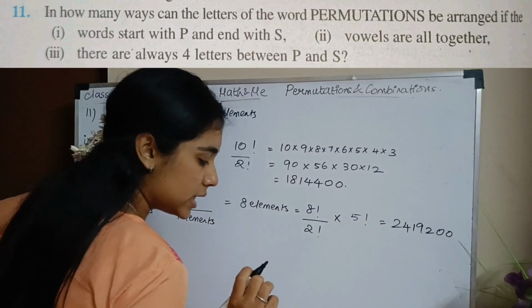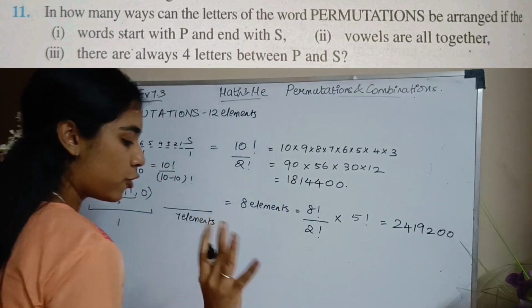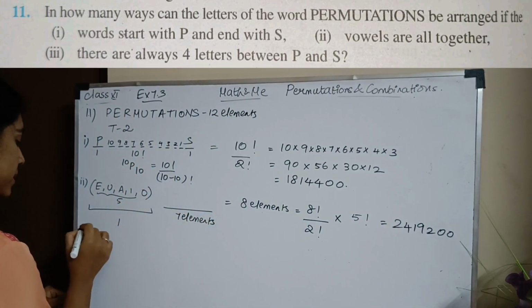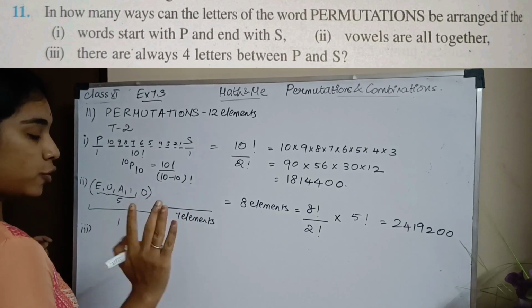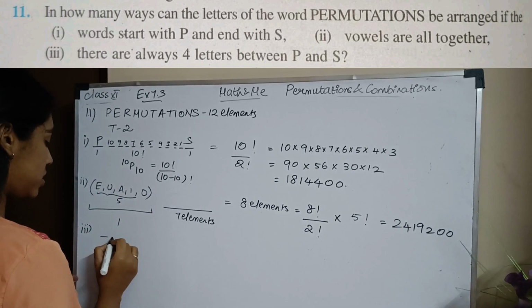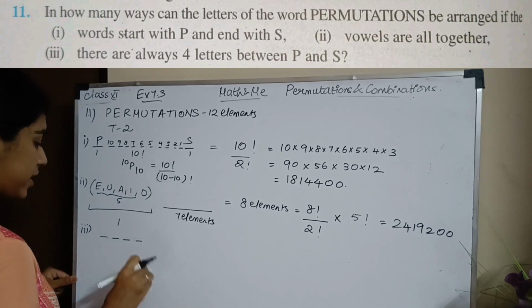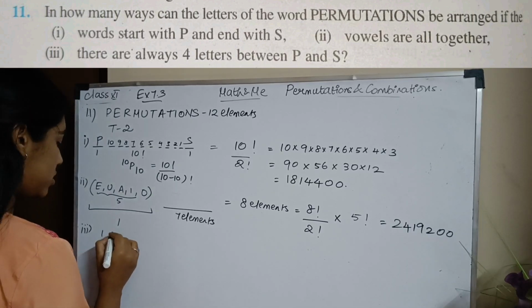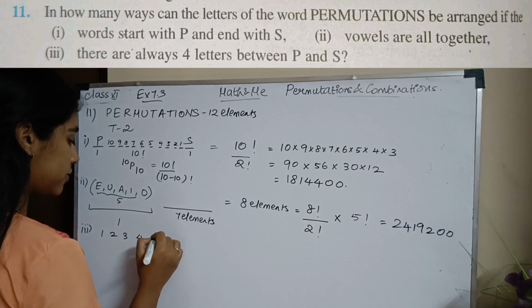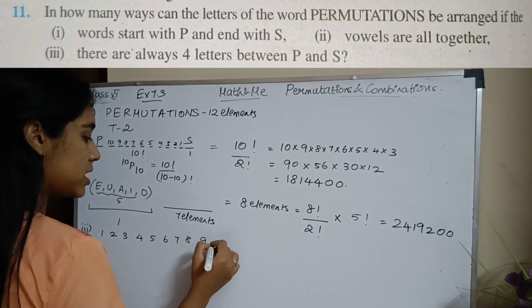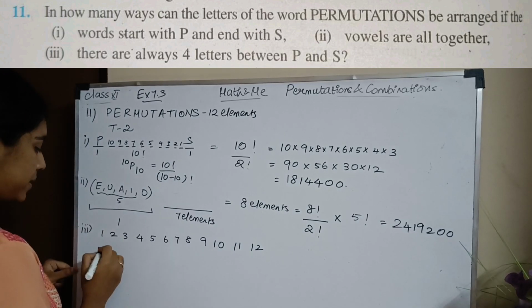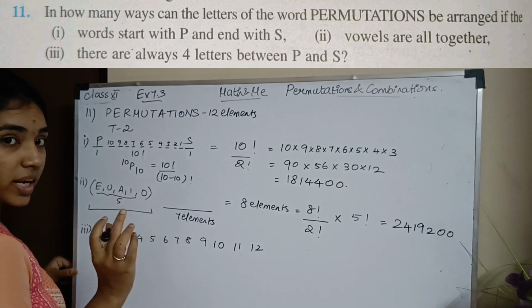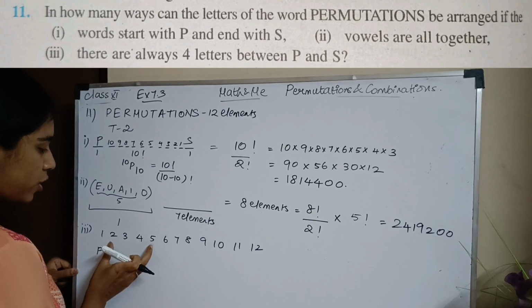Okay. Last option, there are always 4 letters between P and S. Please pay attention. Between P and S, there are always 4 letters. So I have 12 places. 1, 2, 3, 4. Okay, I'll write the numbers. I have 1, 2, 3, 4, 5, 6, 7, 8, 9, 10, 11, 12. If, for example, P is here, I have 4 letters in between P and S.